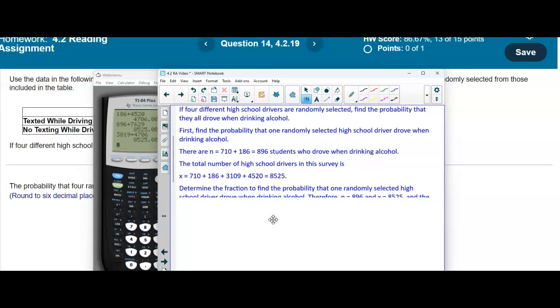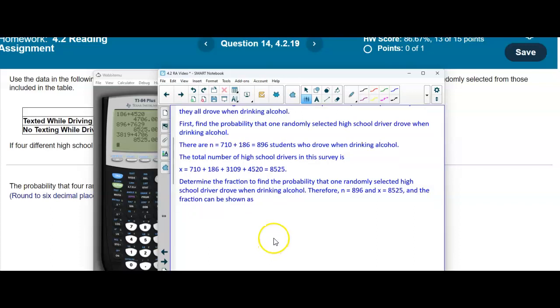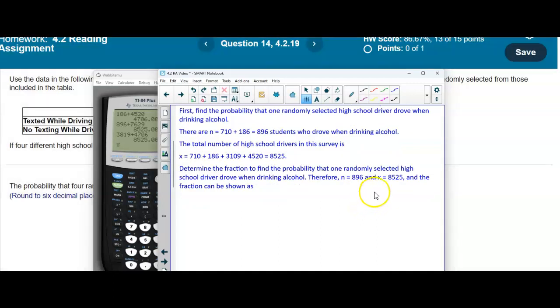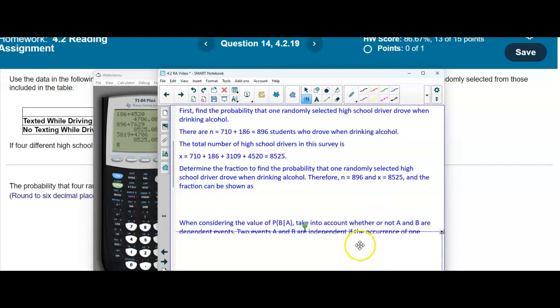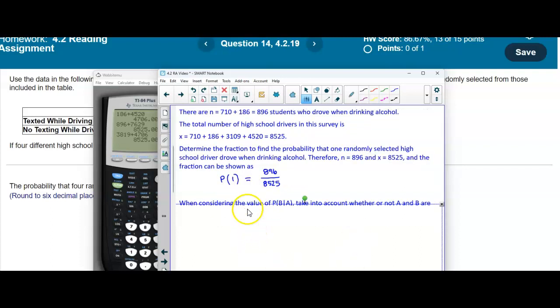Okay, now we want to determine the fraction to find the probability that one randomly selected high school driver drove when drinking alcohol. And therefore, n is equal to 896 and x is equal to 8,525, and then the fraction can be shown as follows. So if we want to find the probability of one randomly selected student, in this case it would be the fraction 896 divided by 8525. So that would be one randomly selected student.